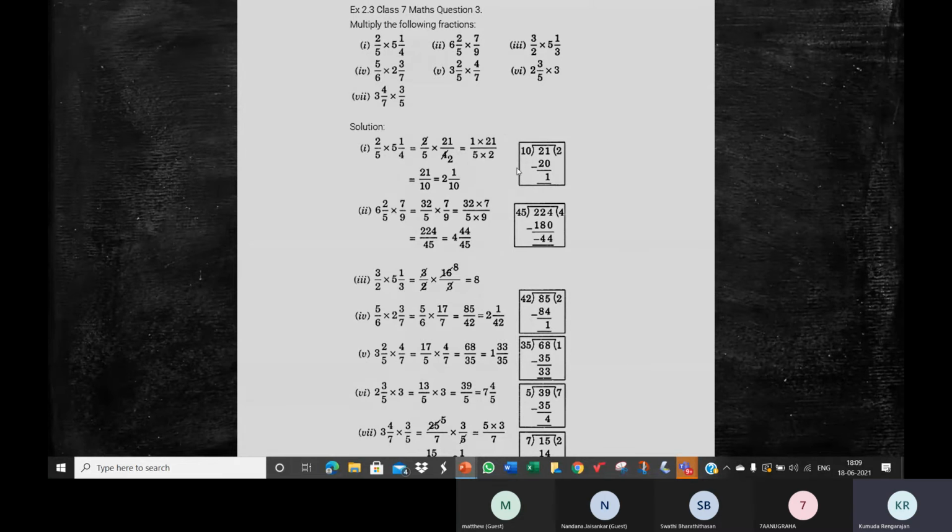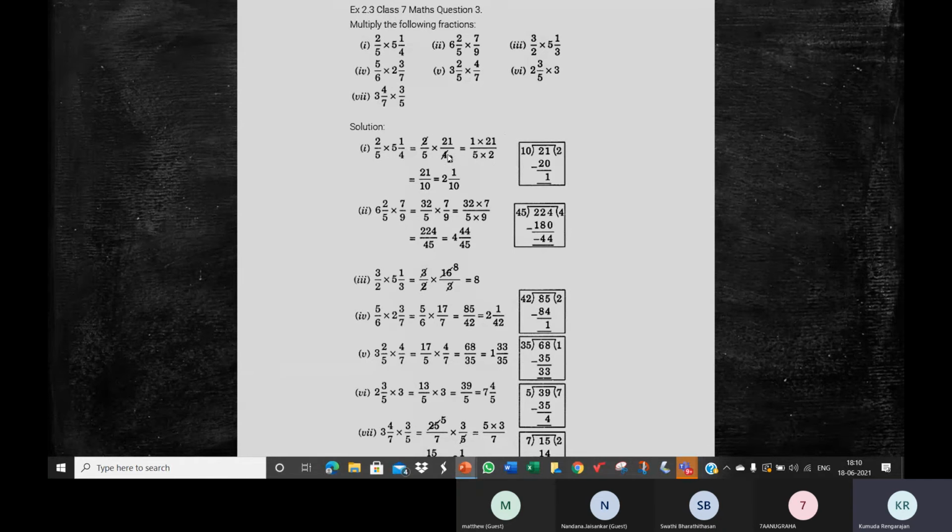See, now here you have only two fractions, but what will you do first? So 2 by 5, I'm doing the first one here, this one, children. So 2 by 5 into 5 1 by 4. We write 2 by 5 as it is. 5 1 by 4 is a mixed fraction. We write it as an improper fraction.